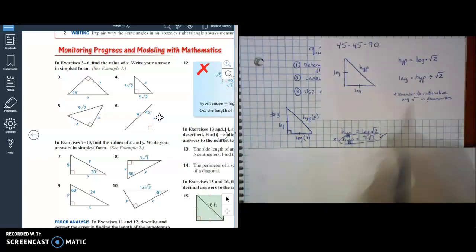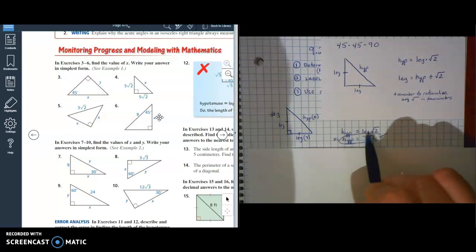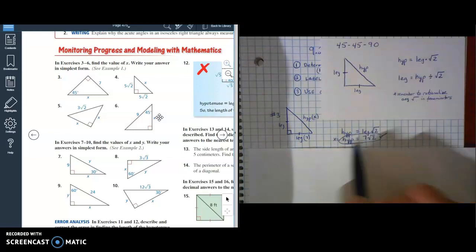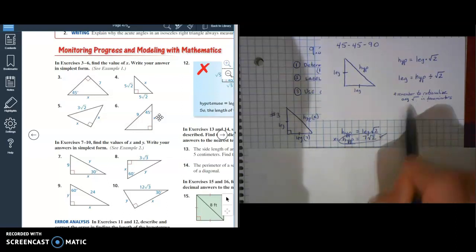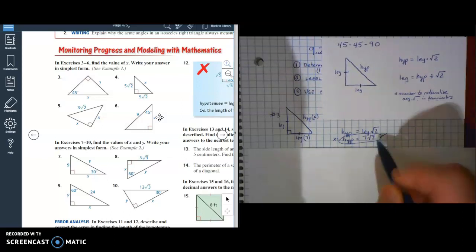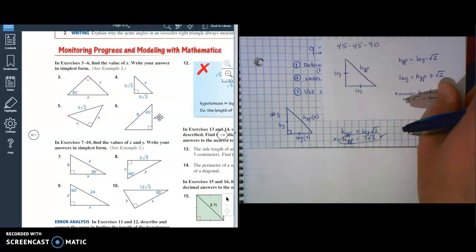So here it is. I use the hypotenuse where x is, so hypotenuse equals leg times root 2. Grab that formula, fill in what I know. X is the hypotenuse, and 7 is the leg, root 2. There is nothing to do here of rationalization because there is no radical in the denominator, so I don't have to worry about that. So I just check it off and circle my final answer. All right, so that is number 3.